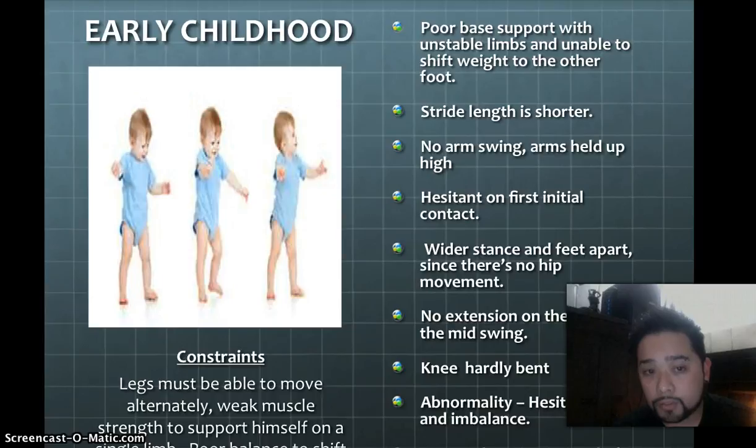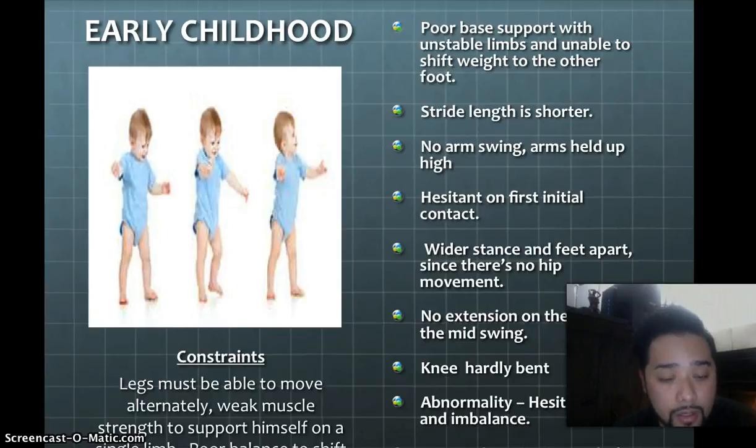And while walking, they have their feet apart since they don't have any hip movements at all. They have no extension on the leg for the mid swing. Their knees are hardly bent, and their walking position is mostly outward instead of the forward motion, I should say. And their abnormalities are they have poor balance and, like I said, hesitations.